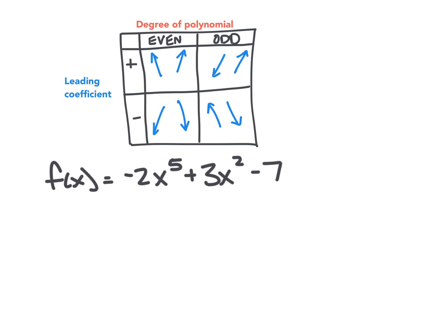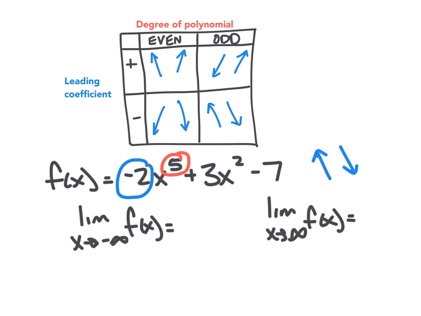Let's do one quick example of that. Here we have f of x equals negative 2x to the fifth plus 3x squared minus 7. Well, the degree of the polynomial is 5, and the leading coefficient is negative 2. So we have an odd degree with a negative. So I know that my tail should look something like this. So in my limit notation, as x goes to the left, the function goes off to positive infinity. And as x goes to the right, the function goes to negative infinity. And there, we did it without even needing a graph.